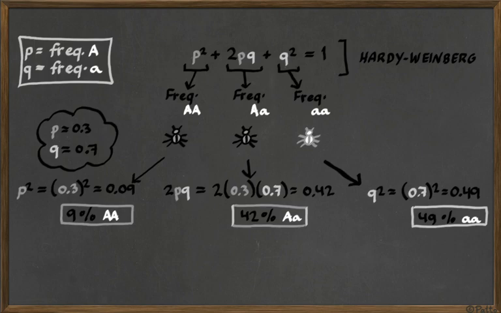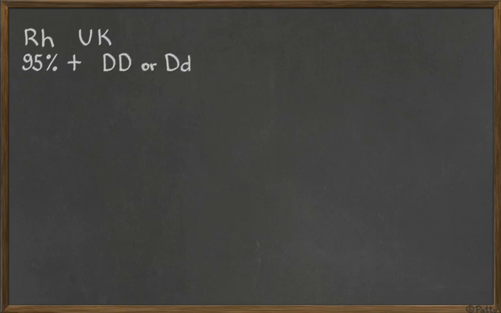How can that be helpful for us? Let's get an example, a real one. The RH, or the rhesus blood type, positive or negative, in the United Kingdom is about 95% positive. That one is going to be big D or big D small d, because the D is the one that determines that you have the protein D, the protein RH. So 95% is going to be one of those two possibilities, either the homozygote dominant or the heterozygote.